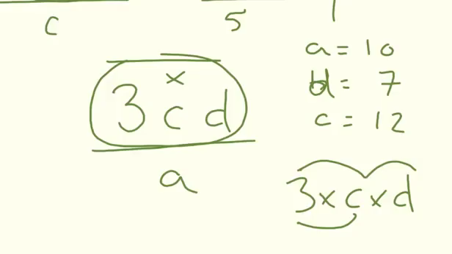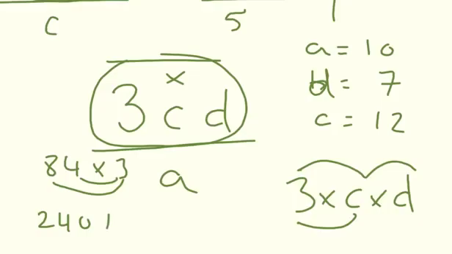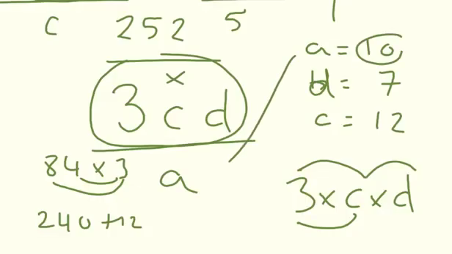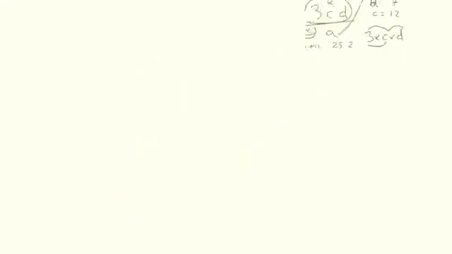How do I quickly check it? There's 84, and I'm going to times it by 3. So 3 times 80 is 240, and 3 times 4 is 12. So yes, it's 252. Now I'm going to divide that by 10, because A is 10, so it becomes 25.2. So you just do the homework in the Peter Robson books, book 3, and you'll get it.